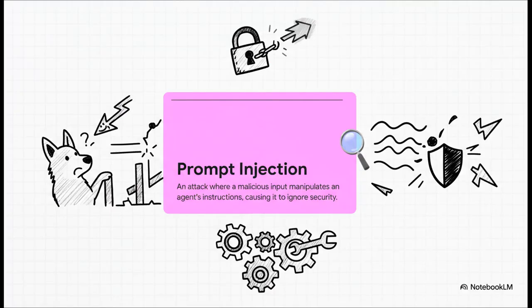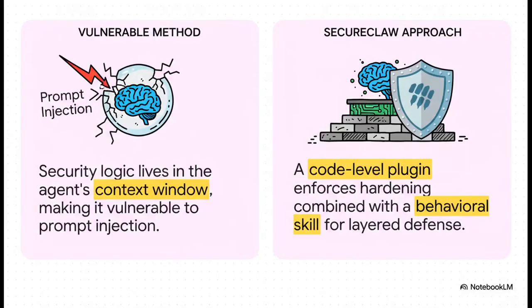So to really get why this matters, you first have to understand a key vulnerability called prompt injection. This is a type of attack where a cleverly written input can basically trick an AI agent into completely ignoring its original instructions. And that includes its security rules. It's kind of like telling a guard dog to just ignore intruders. It's bad news.